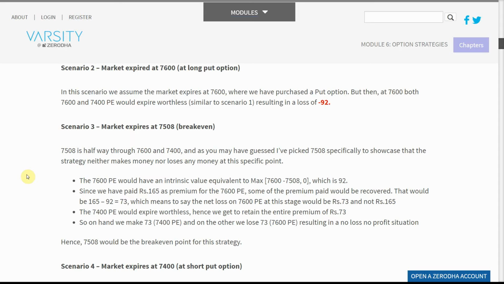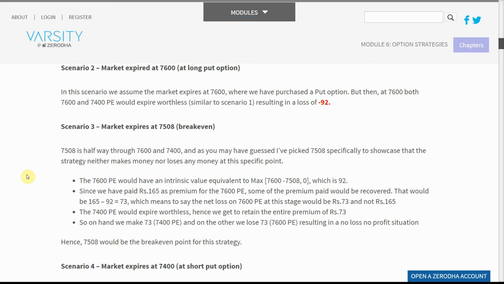The 7,600 put would have an intrinsic value equivalent to max(7600 - 7508, 0), which is 92. Since we have paid 165 rupees as premium for the 7,600 put, some of the premium paid would be recovered. That would be 165 - 92 = 73. Which means to say the net loss on the 7,600 put at this stage would be 73 rupees and not 165 rupees.